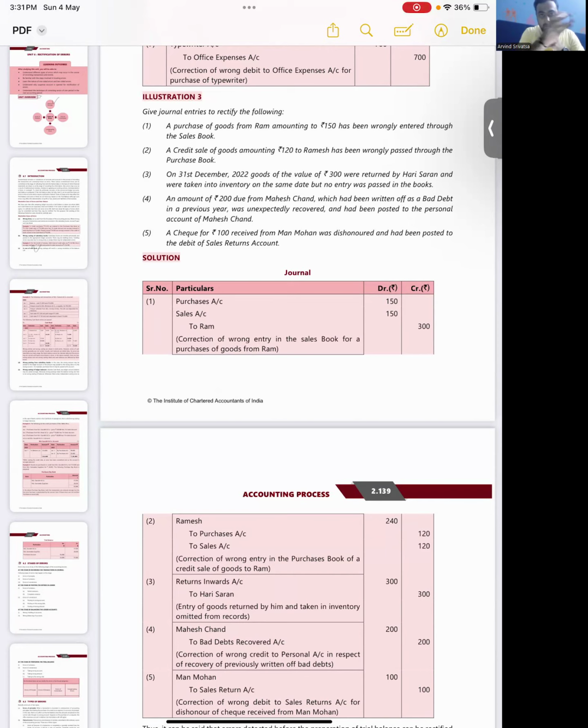So what they are saying is Harisaran gave the goods to us. Sir, Harisaran, he came and gave this to us. He gave this pen to me. Sir, please take this pen. I also told, thank you, Harisaran. Thank you, sir. I took this pen. But what I did is I forgot to pass entry in books. How do I know I forgot? Because no entry was passed in the books. I took this pen, kept it in my godown, but I didn't pass any entry. So what should I now do? I should just pass that entry.